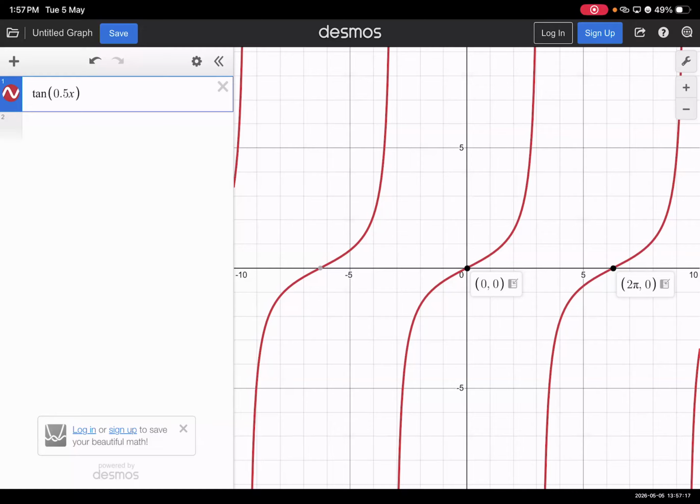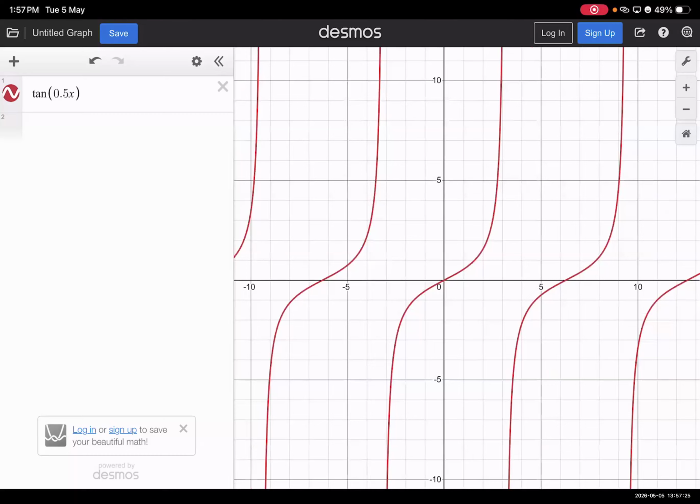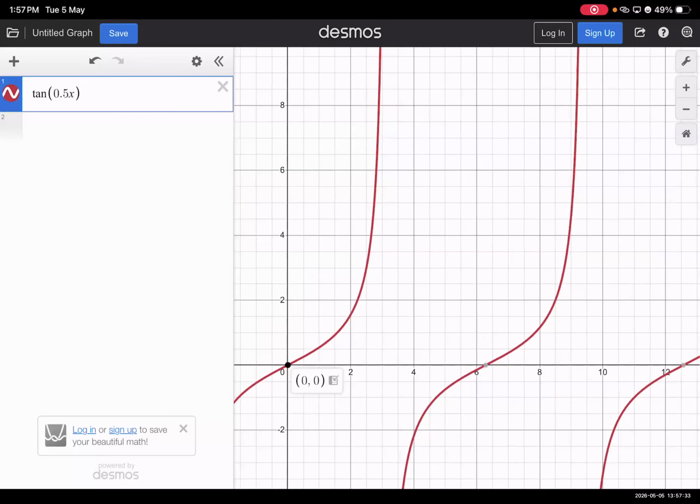Use radians, because this differentiation must use radians. Never use degrees. So when tangent x equals 0, x can be 0, x can be 2 pi. You can see from here, I show you. These two are the answers.